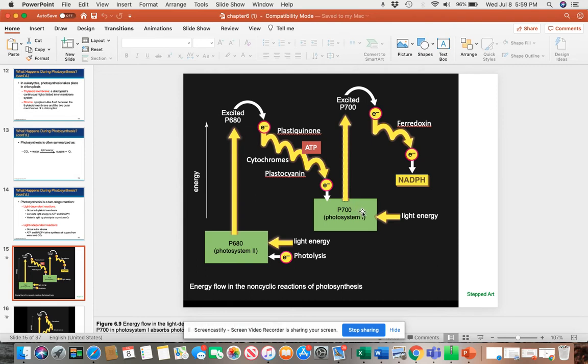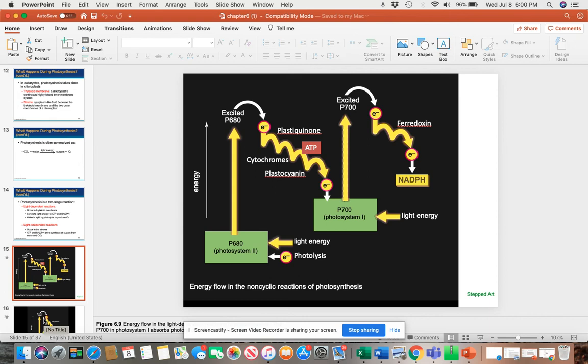Once again, photosystem 1, P700, a special type of chlorophyll, becomes excited, and as the electrons come down from its excited state, NADPH, the electron carrier, is produced. So three important things happening here: ATP produced, the electron carrier NADPH produced, and oxygen produced from the splitting or photolysis of water.